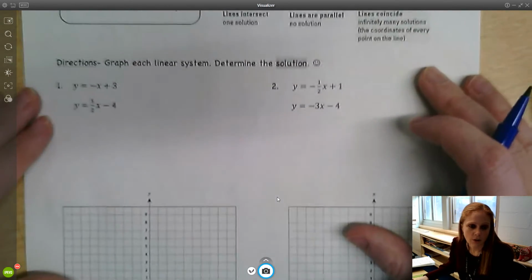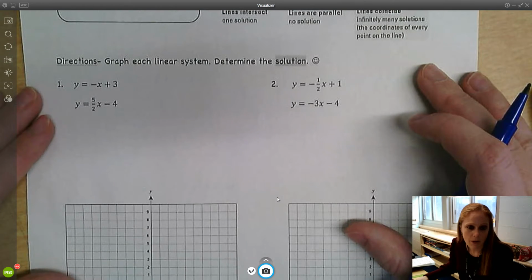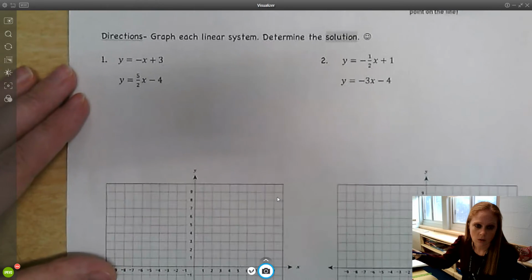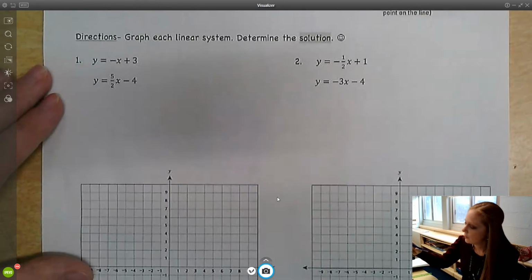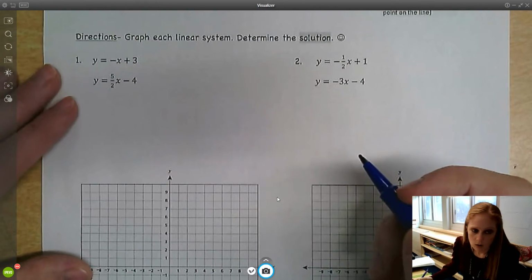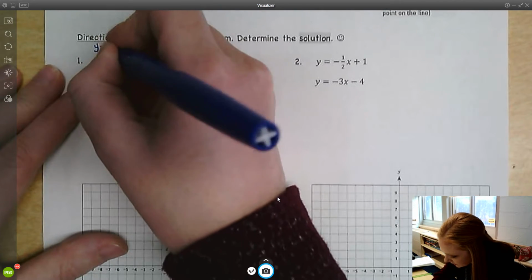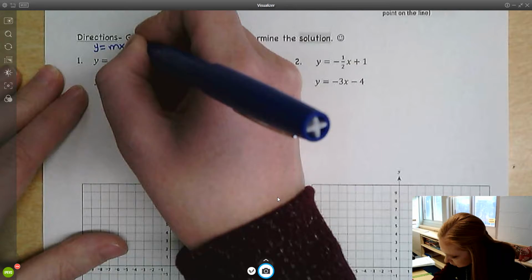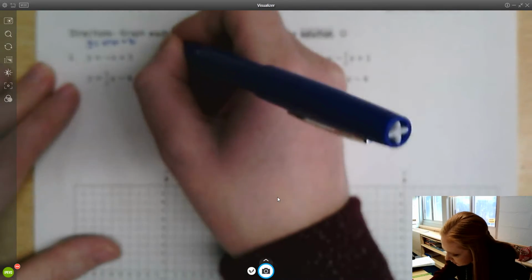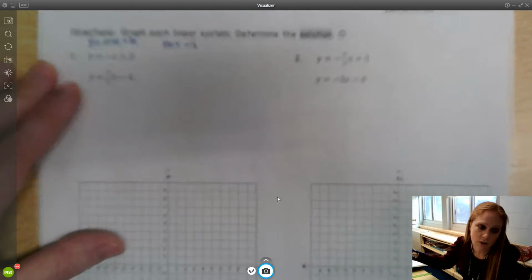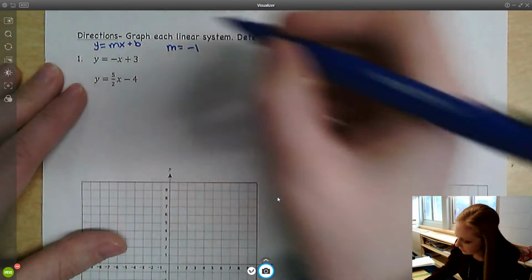Okay, so let's look at the first one. We have to graph each linear system and then determine the solution. All right, so you want to start with the first equation, y equals negative x plus 3. I'm going to write our equation of a line above it to help remember which one is the slope and which one is the y-intercept. Our slope is negative 1 because there's a negative x, so there's an invisible 1 there as a coefficient. And our b is 3.